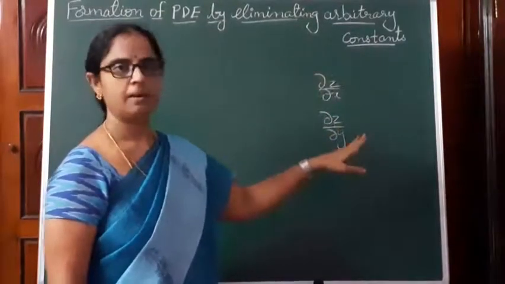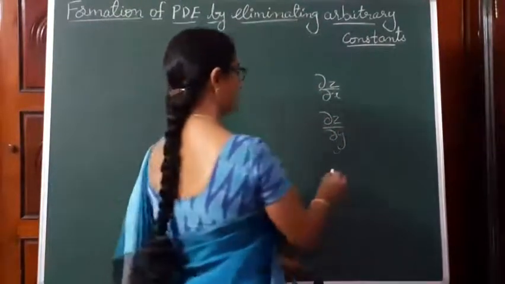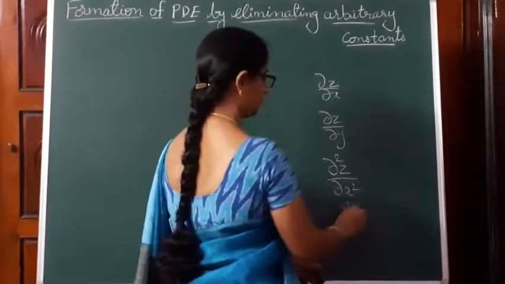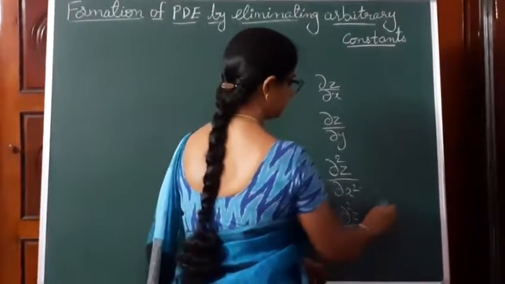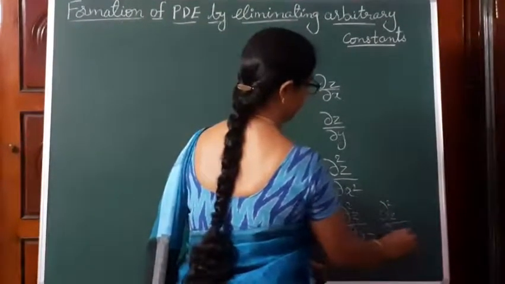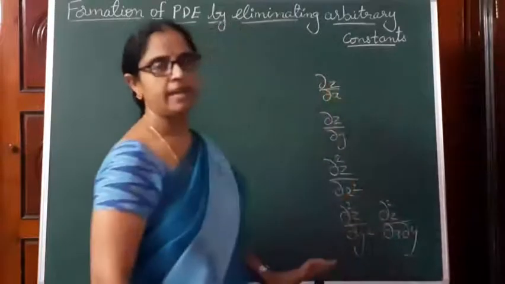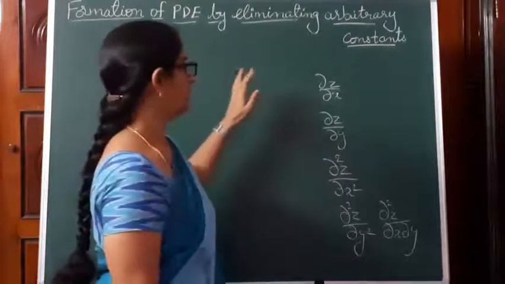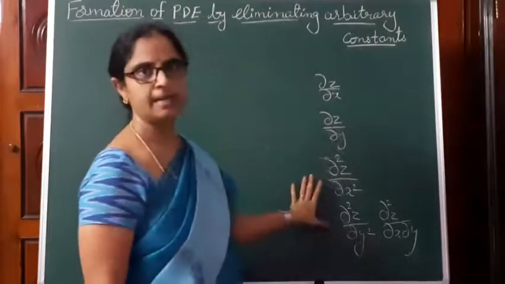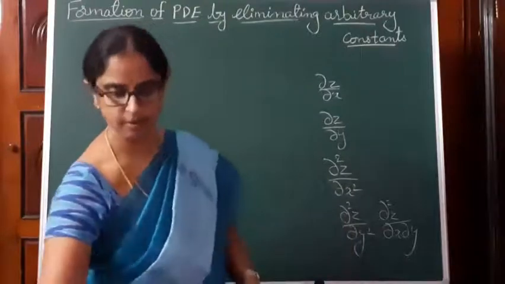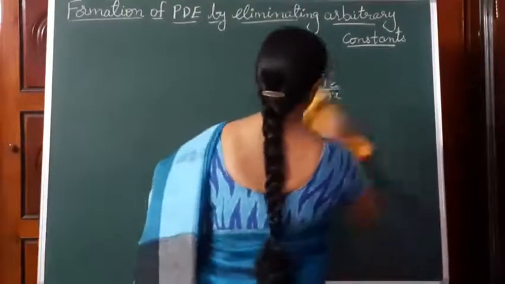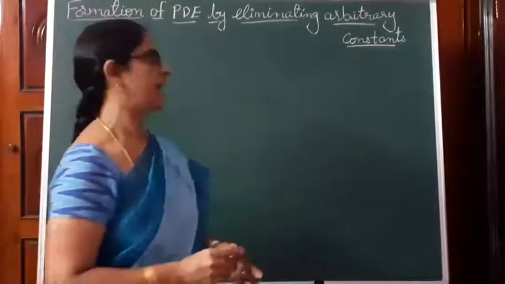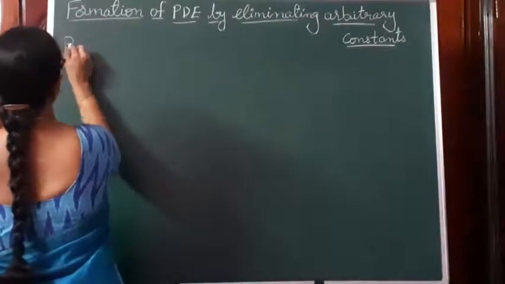If the number of arbitrary constants is more, then we find the second order partial derivatives also, like dou square z by dou x square, dou square z by dou y square, dou square z by dou x dou y. Now using all these equations, we eliminate the total number of arbitrary constants. So we'll look into this procedure by taking some example problems. The first problem I am taking here is, form a partial differential equation by eliminating arbitrary constants a and b. This is problem number 1.